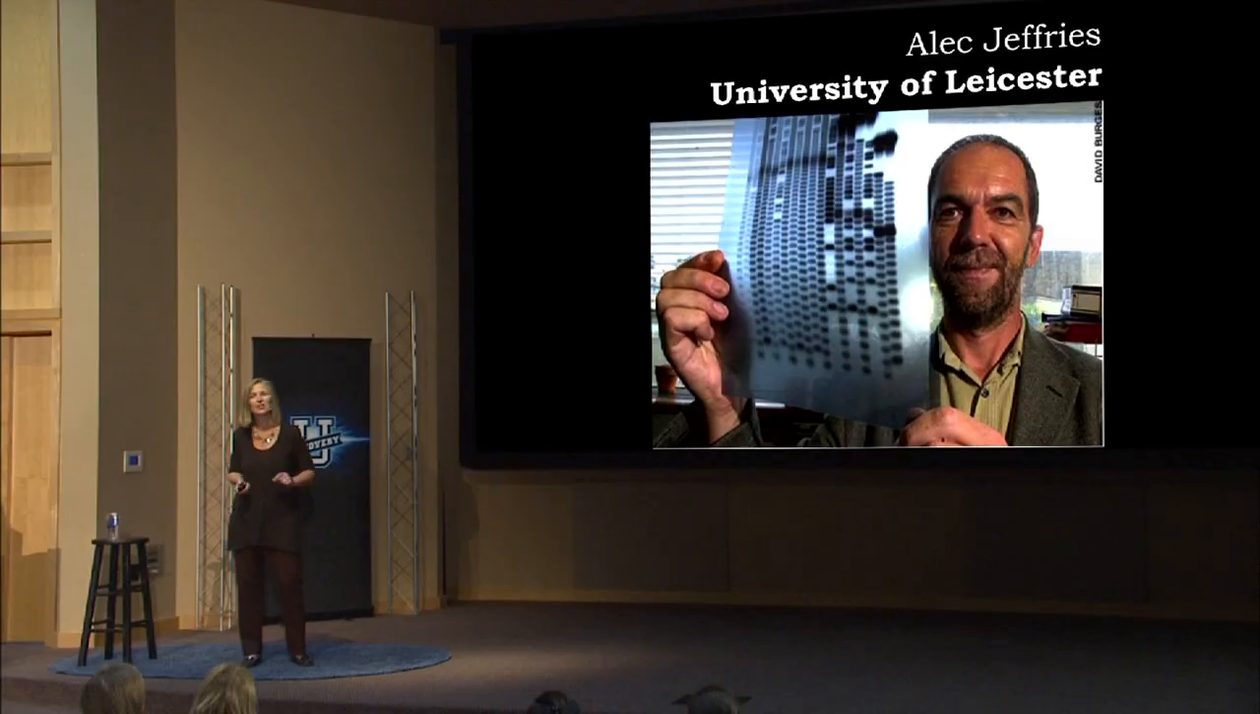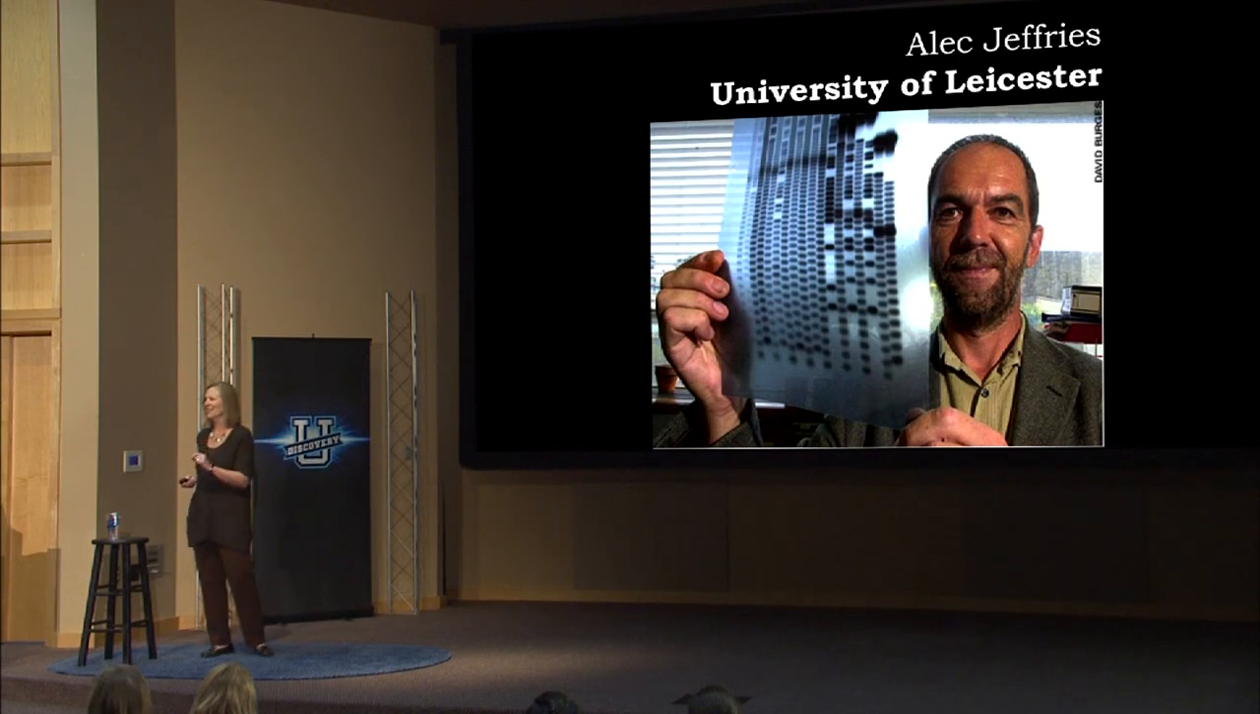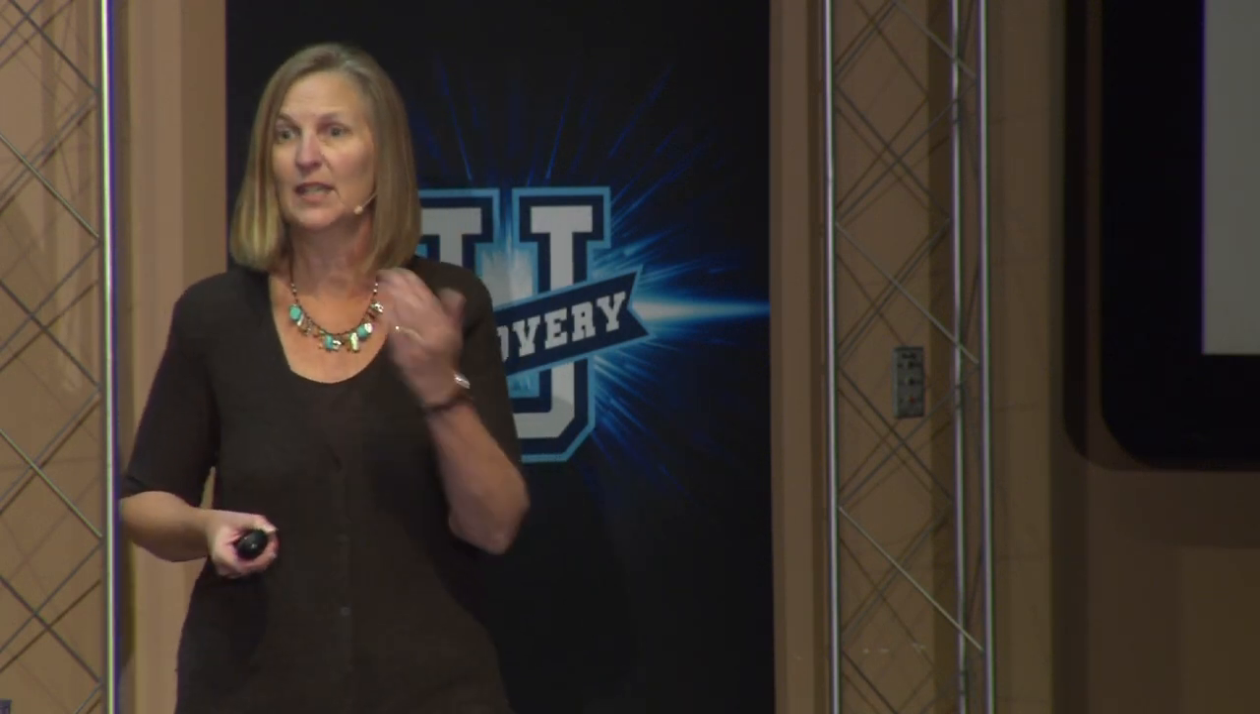Now, fortunately for them, down the road, about 6 miles, was Dr. Alec Jeffreys at the University of Leicester. Now, Dr. Alec Jeffreys was a scientist who was very involved in looking at human variation by looking at regions of DNA where variation could occur. And he used restriction enzymes to cut DNA fragments, and he would look at these regions of variation.